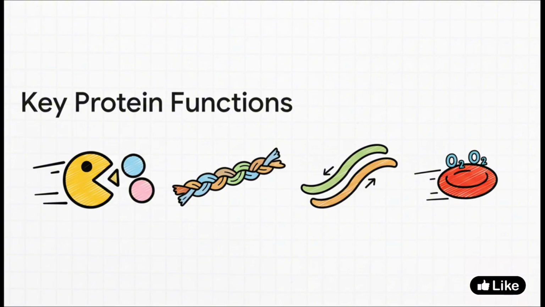As enzymes, they speed up all those chemical reactions we were just talking about. They provide structure, like the collagen that keeps your skin firm. They create movement in your muscles. They transport vital things around, like hemoglobin carrying oxygen in your blood. You name it, there's probably a protein that does it.